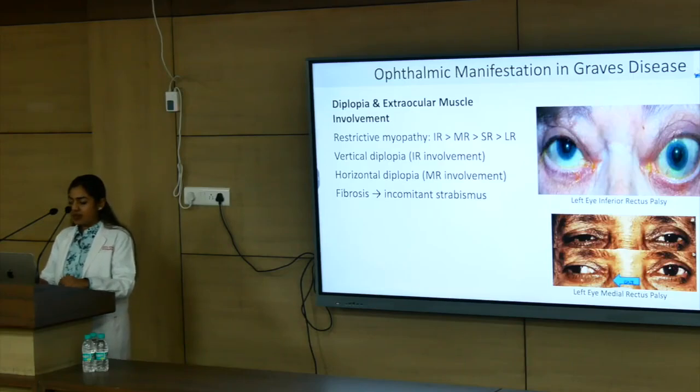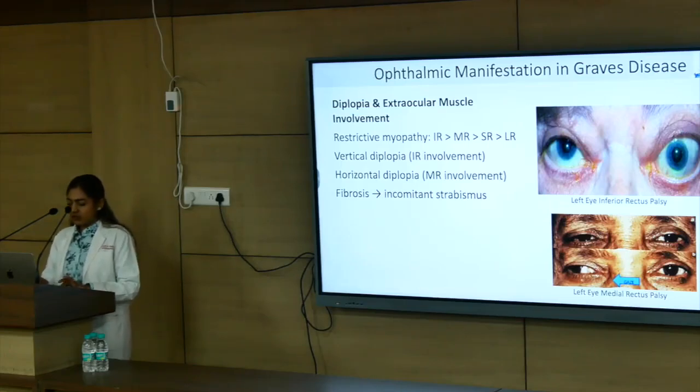There might be diplopia and extraocular muscle involvement. Restrictive myopathy presents in the order of inferior rectus, medial rectus, superior rectus and lastly lateral rectus involvement. As we can see in this image, the picture on top shows that when the patient is asked to look up, there is restriction in the upward movement of the left eye. This causes vertical diplopia as the inferior rectus muscle is involved.